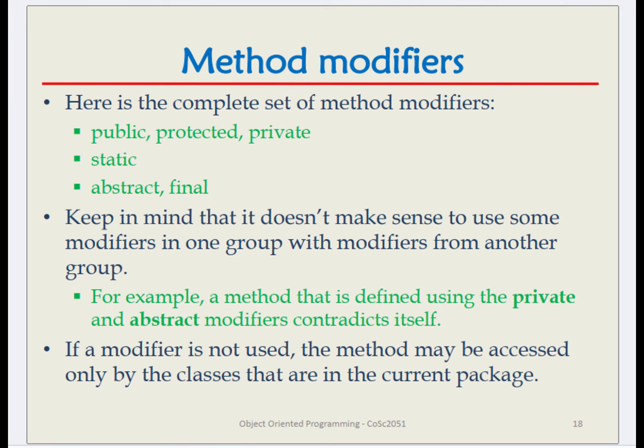Method modifiers. Here is the complete set of method modifiers: public, protected, private, static, abstract, final. Keep in mind that it doesn't make sense to use some modifiers in one group with modifiers from another group. For example, a method that is defined using the private and abstract modifiers contradicts itself. If a modifier is not used, the method may be accessed only by the classes that are in the current package.